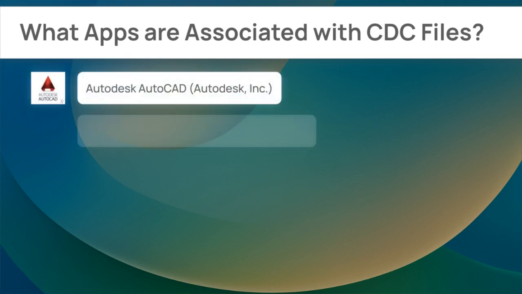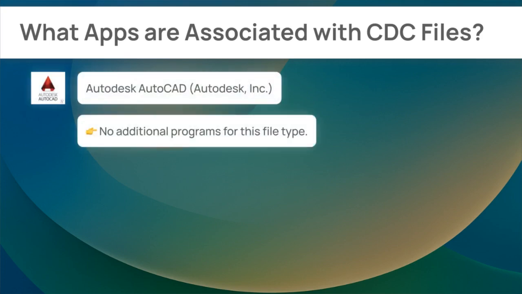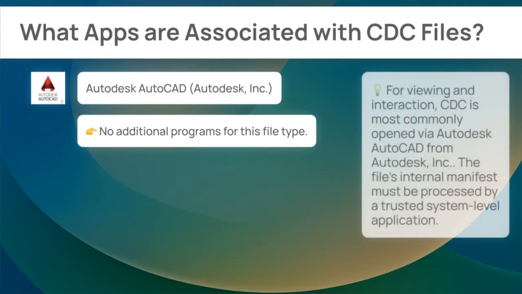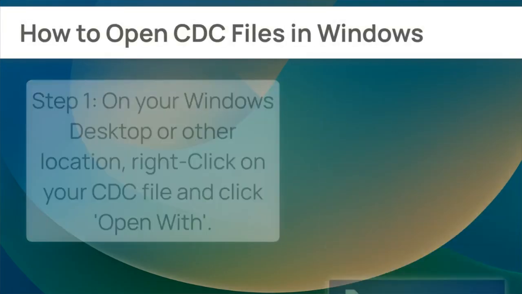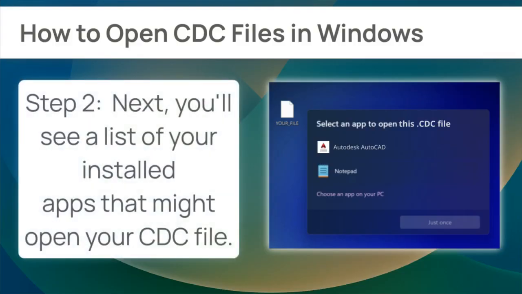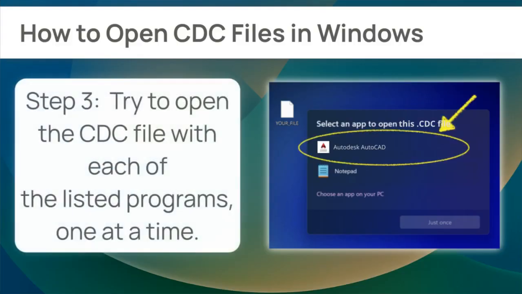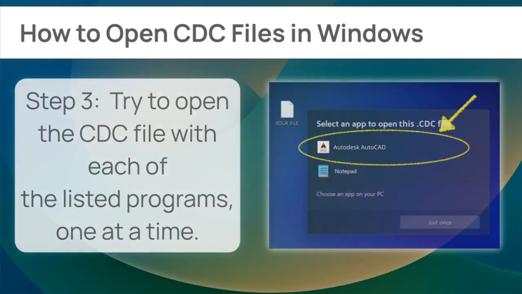Your first application to test with CDC should be Autodesk AutoCAD from Autodesk Inc. Windows might mistakenly flag the file as corrupt without specialized context. Windows offers restricted insight, so reviewing the file properly must be done with cataloging software. To ensure we don't miss anything, right-click your CDC file and click Open With. Test Autodesk AutoCAD first. If it fails, select another program. We are checking all installed readers.